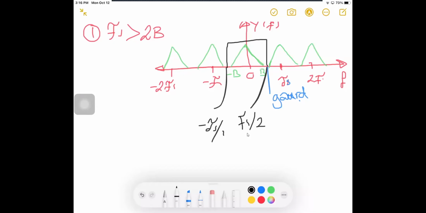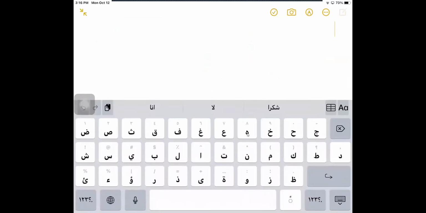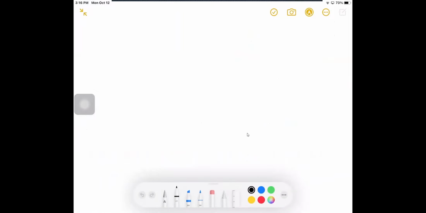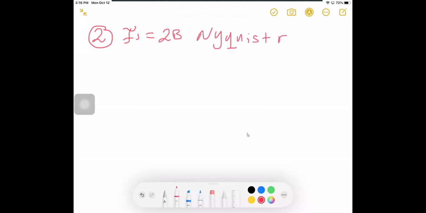Second case, case number two, is when fs is equal to 2b exactly. Of course, when fs equals 2b, this is called the Nyquist rate. This will be the Nyquist rate.